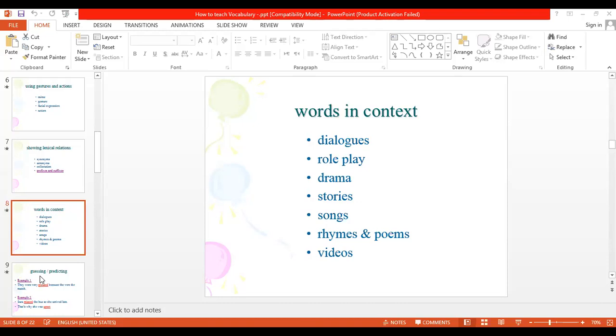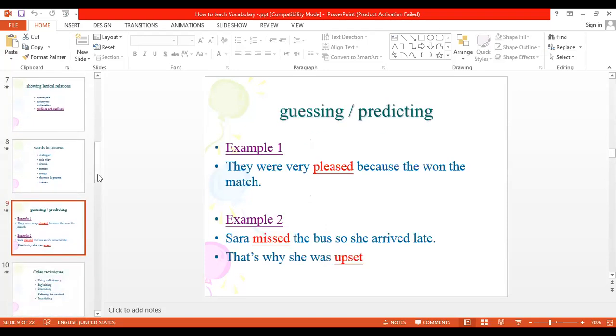Let's go for guessing and predicting. As for guessing and predicting, I do not actually tell my students the meaning when they are at school, if I don't know how to act it, draw it, mime it, or make a gesture. I can let the students guess the meaning while they are reading the example. For example, when I say they were very pleased because they won the match, the word pleased, what does it mean?